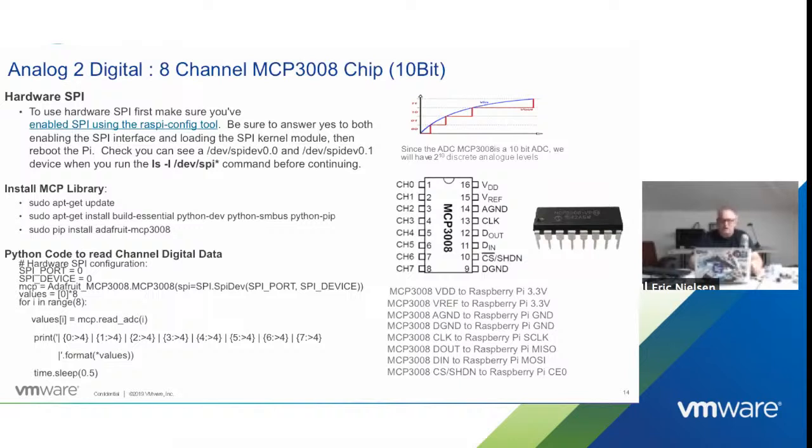So channel 0, you can run a sensor voltage into that. Channel 1, channel 2, channel 3, channel 4, each one of those can be a separate sensor, so that you could run 8 sensors into this chip.